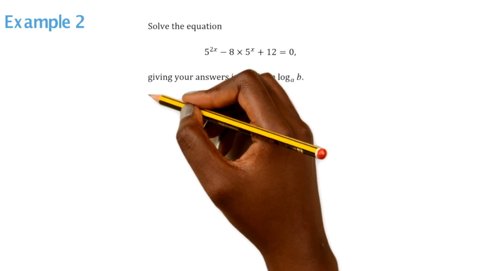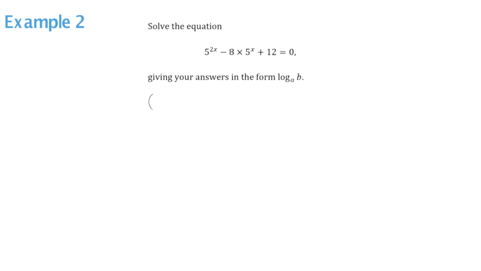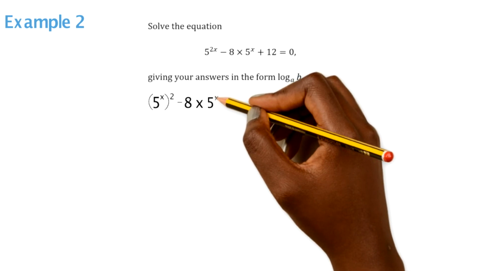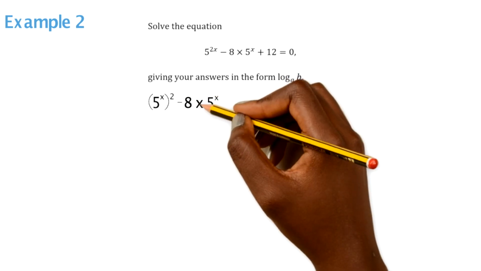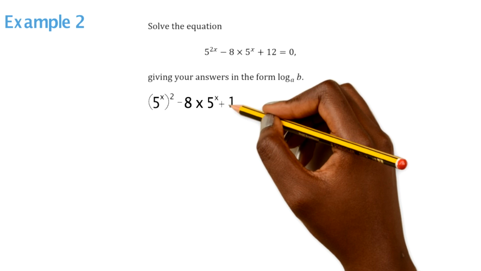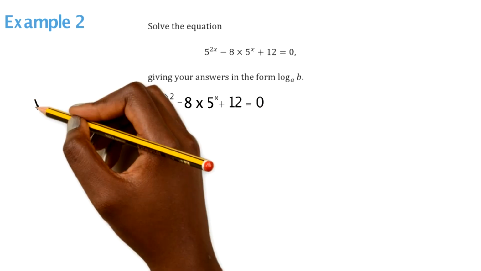So example 2. So here it wants us to solve this equation, and it wants us to actually write it in the form of logarithms, okay? So the first thing that we're going to do is we're going to rearrange that 5 to the power of 2x based on the indices law I mentioned previously. And this would change to 5 to the power of x, all squared. And then we're going to leave the minus 8 times 5 to the power of x plus 12 equals 0 the same. The reason why I've rearranged it is because you've already got 5 to the power of x in the equation, and it's going to make it easier to change things up.